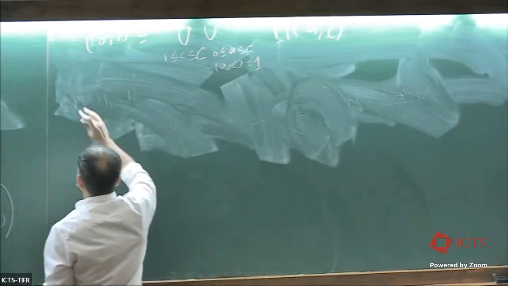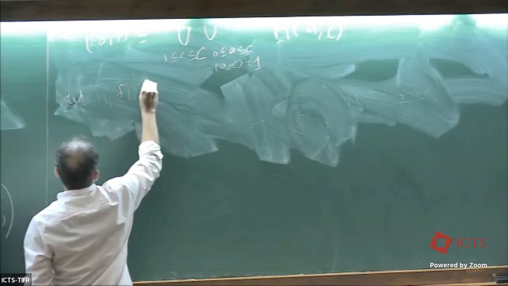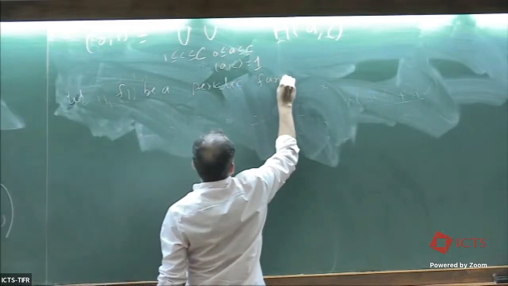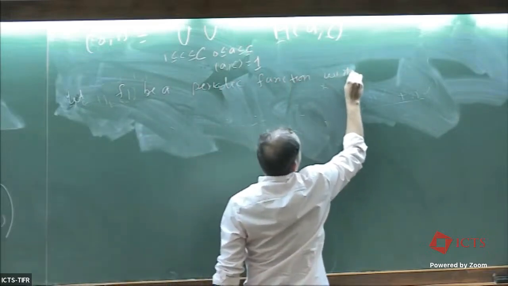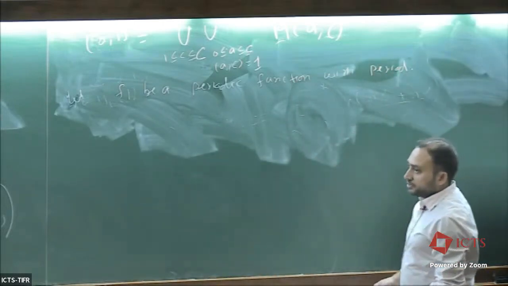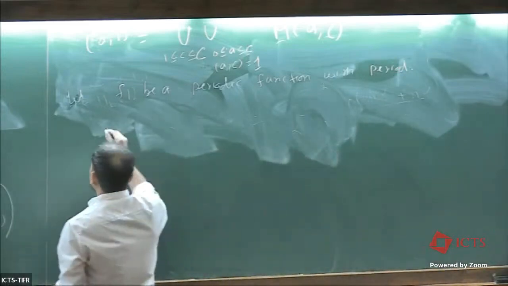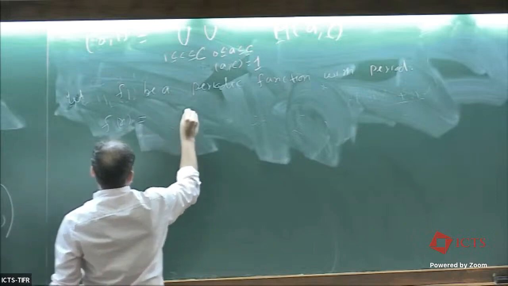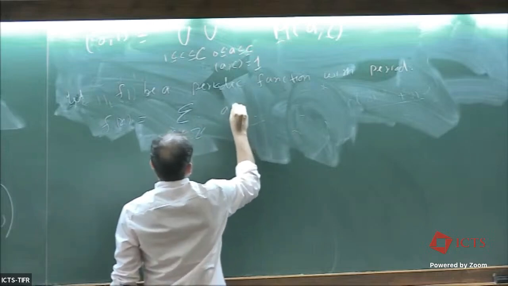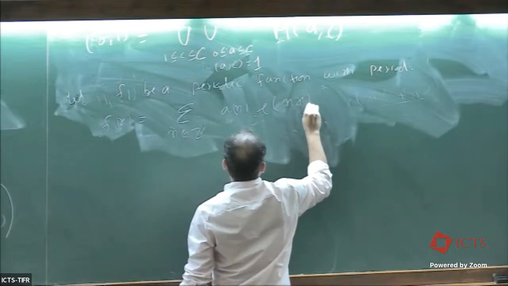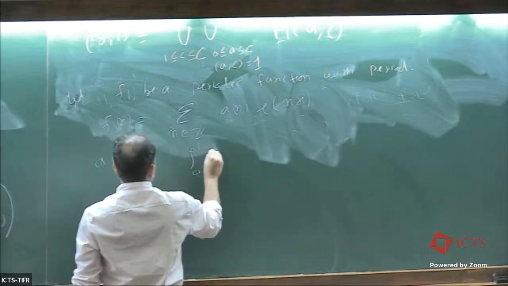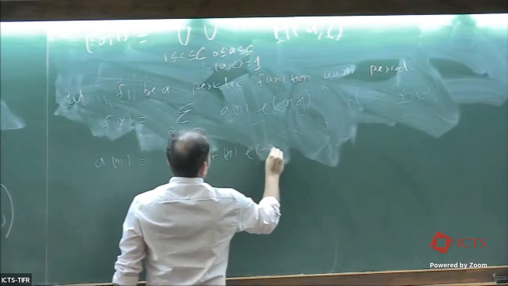Now we want to derive the Kloosterman version for the expansion of the delta symbol. Suppose f is a periodic function with period 1 satisfying some nice property. Then you can write f of x as a summation of a_n e of nx, where you can get the coefficient a_m by integrating f of x times e of minus mx.